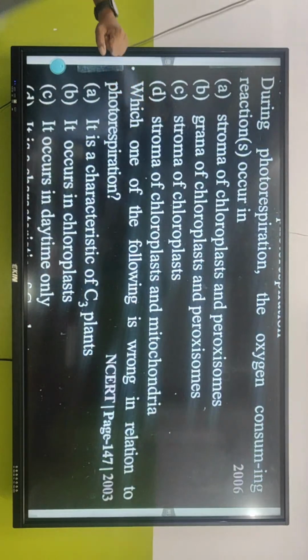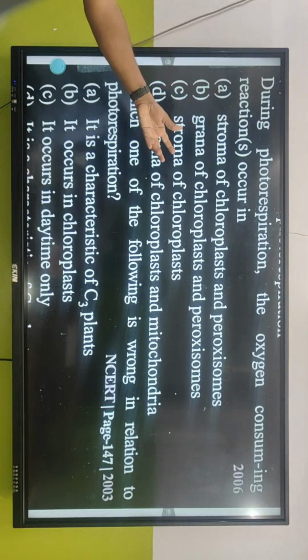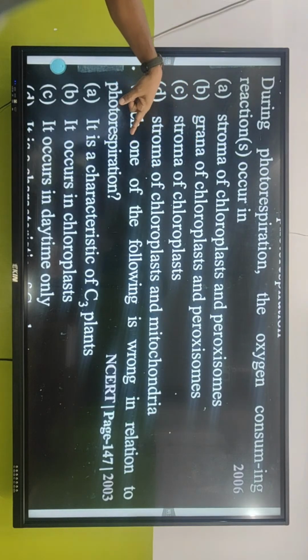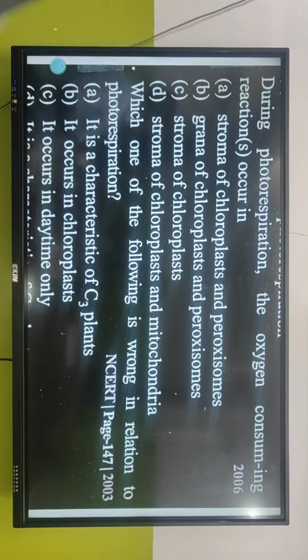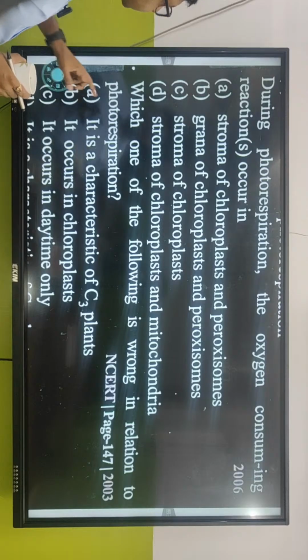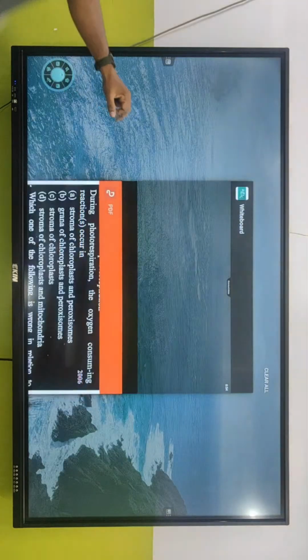During photorespiration, the oxygen consuming reaction occurs in. Oxygen is consumed by RuBP. Chloroplast. So the answer is going to be chloroplast. Now the question is, is it inside the stroma of chloroplast or the grana of chloroplast? Stroma or grana of chloroplast?